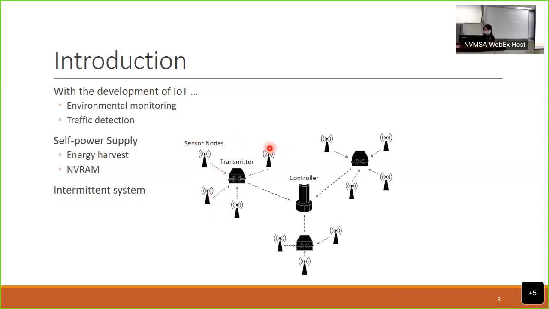There are a lot of sensor nodes spread everywhere, and because of the limitation of the transmission distance, several sensor nodes will transmit the data to a transmitter, and the transmitter will process the data and determine which data should be sent to the controller. In this work, we target such systems, and let me introduce our system architecture in detail.